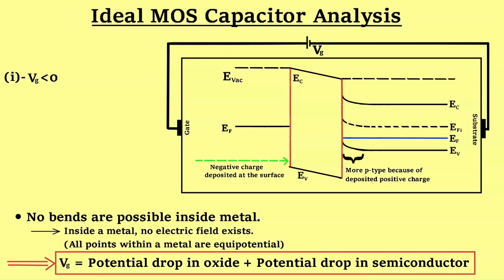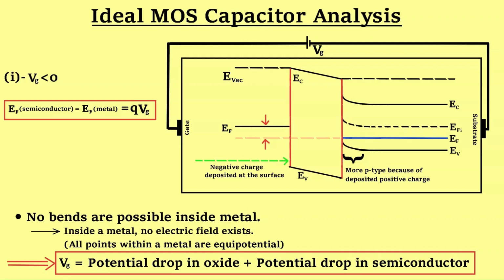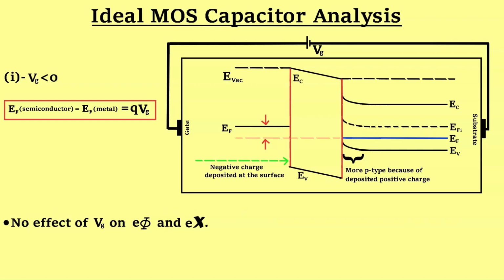We can also observe that the Fermi level within the semiconductor is not at the same level as the Fermi energy level within the metal. The difference between the Fermi energy level within the semiconductor and metal is equal to the external applied voltage multiplied by the magnitude of charge on an electron. While applying external voltage, the energy bands along with the vacuum energy level move upward or downward. Therefore, there is no effect of voltage on work function and electron affinity.